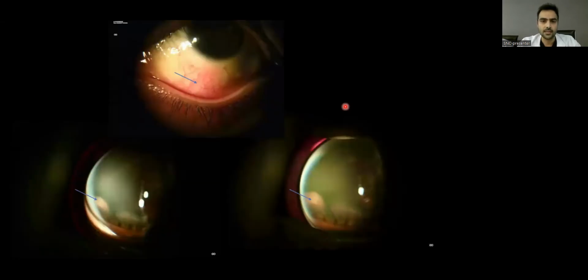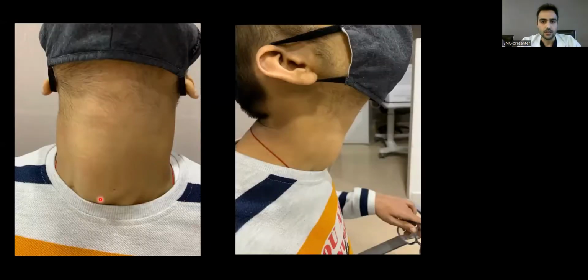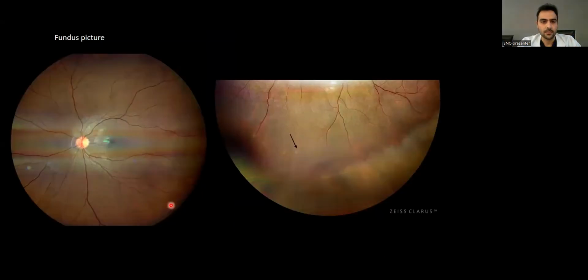On anterior segment examination, we saw inferior sectoral scleral congestion. And on 90-day examination, we saw a dome-shaped lesion at the site of the ciliary body. On systemic examination, there was neck swelling. And on the fundus picture, the disc and macula were normal, but there was inferior focal vasculitis.